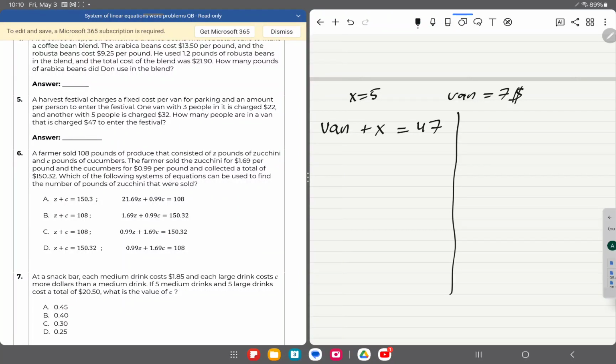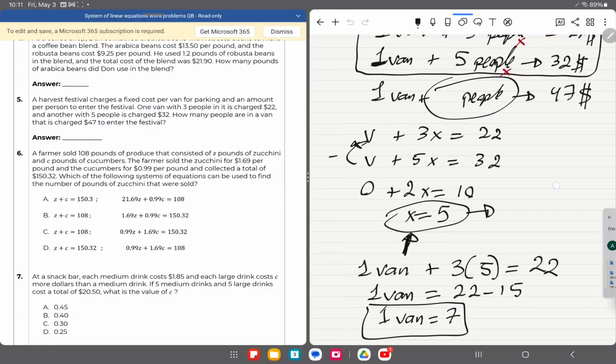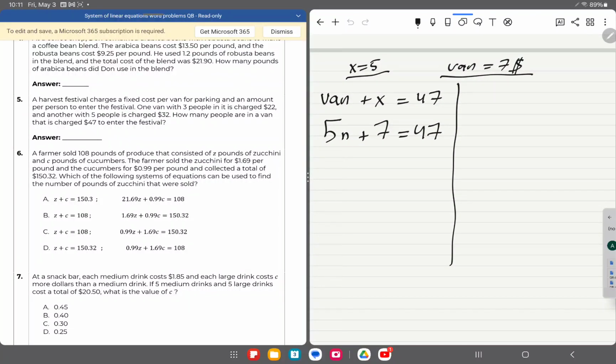Okay, so I've got 5. X is equal to 5, and I've got the van is equal to 7. So if I want to write it down, actually I do need to reuse the 5. So 5n plus 7 is equal to 47. Yeah, sorry about that. We're going to have to use the 5n plus 7. So n is the number of people, so 5n is equal to 40. N is going to be equal to 8.